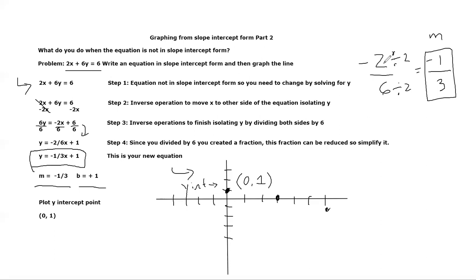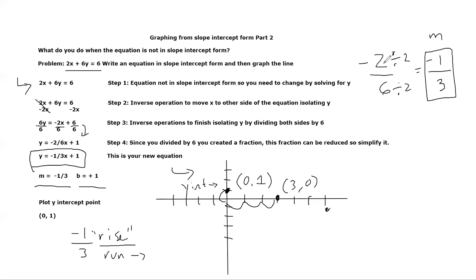Now my slope is negative 1/3. This means that I'm going to rise, quote unquote, by negative 1, and I'm going to run to the right by 3. Since it's a negative 1, I'm not actually going to go up. Instead, I'm going to go down by 1, and then I'm going to run 3 spaces to the right. 1, 2, 3. Okay, that's where I got that point. That point happens to be (3, 0).